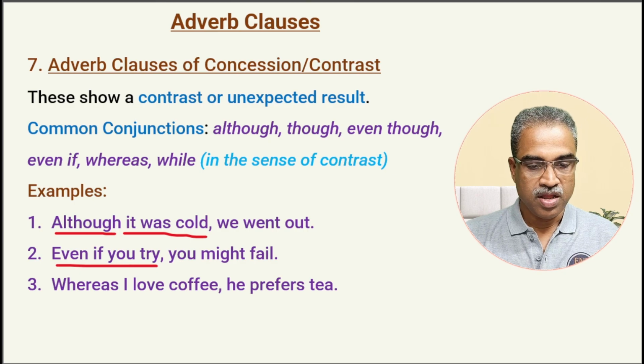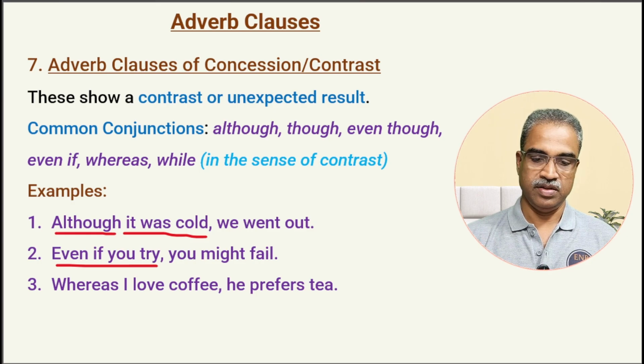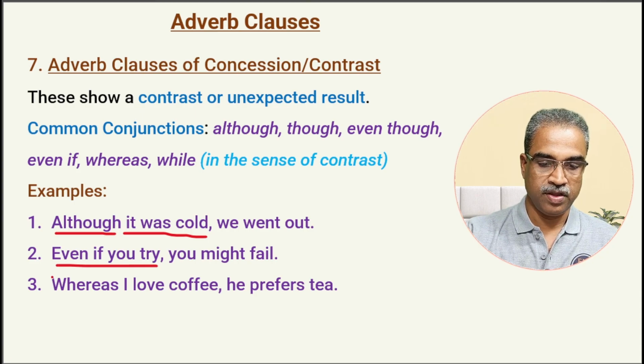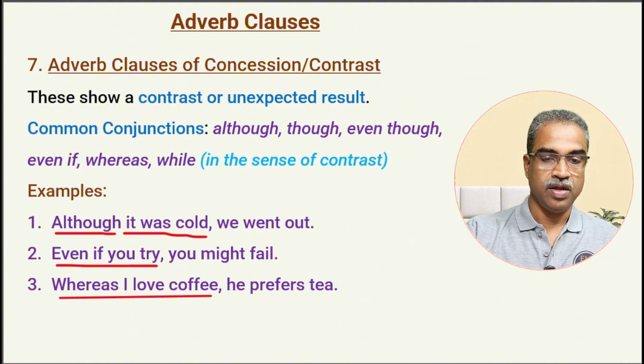And the next one: whereas I love coffee, he prefers tea. Now, whereas is the word we used. Okay, I normally don't use such words here. Whereas, while I love coffee, he prefers tea. Okay, that's also fine. Now, what is it here? Two things here: our preferences. One prefers coffee, the other one tea. That's it. So, whereas I love coffee is an adverb clause of contrast or concession.